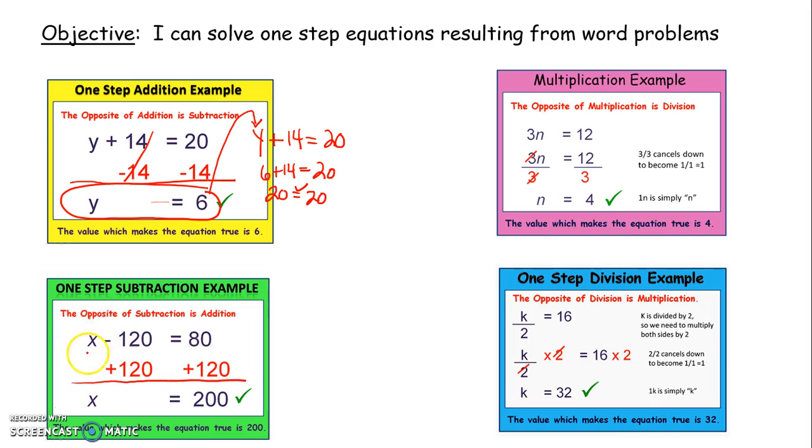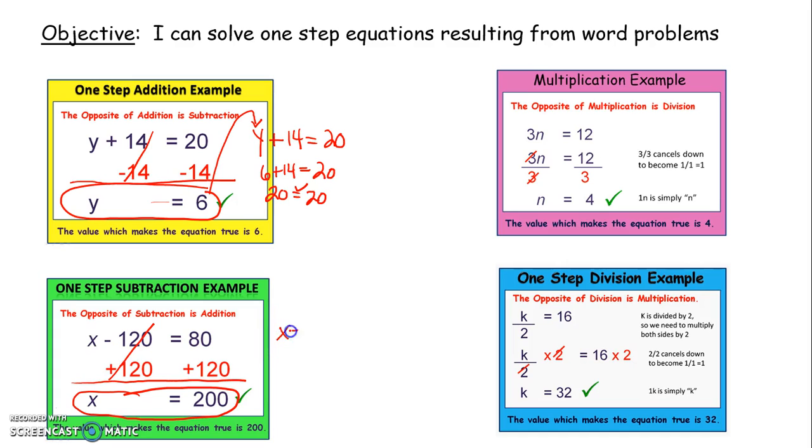That means in order to get x all alone, I would have to add 120 here. Minus 120 plus 120, those would zero out. I'd be left with x. But if I add 120 on the left-hand side of the equal sign, I also have to make sure I add 120 on the right side, so the equation will stay equal. And so 80 plus 120 is 200. So the only value for x that makes this equation true would be 200.